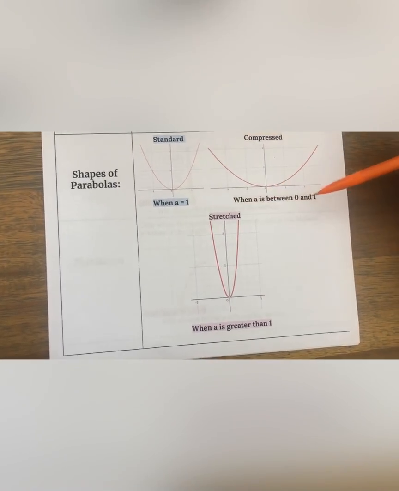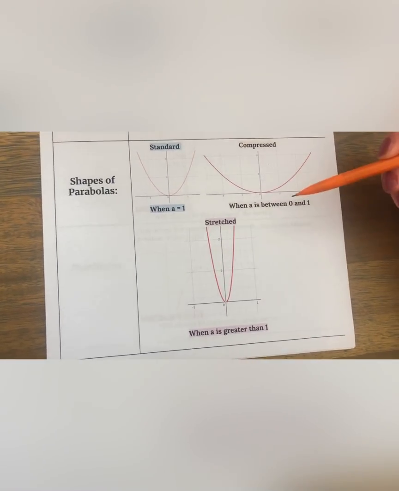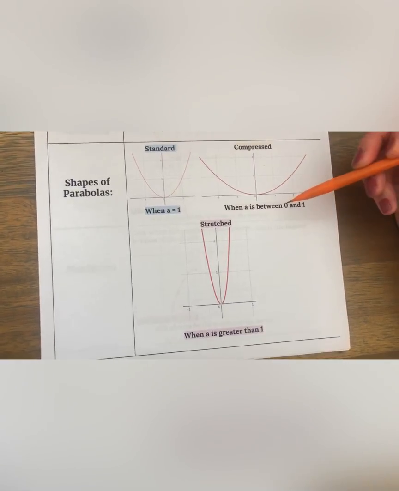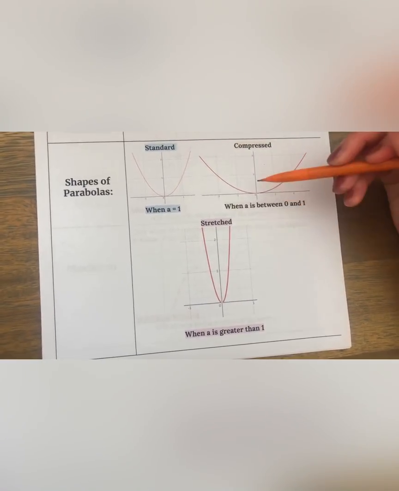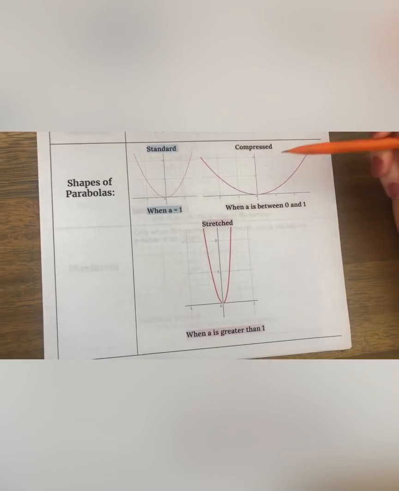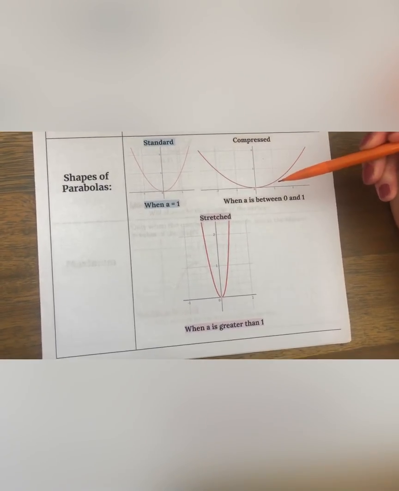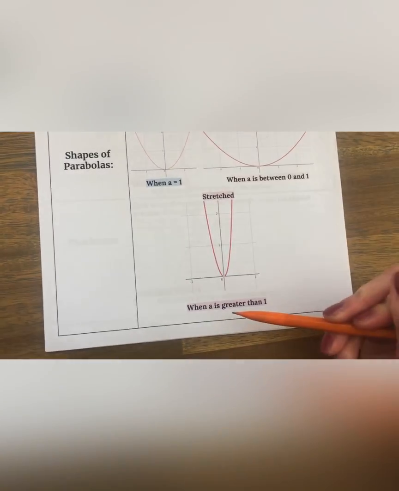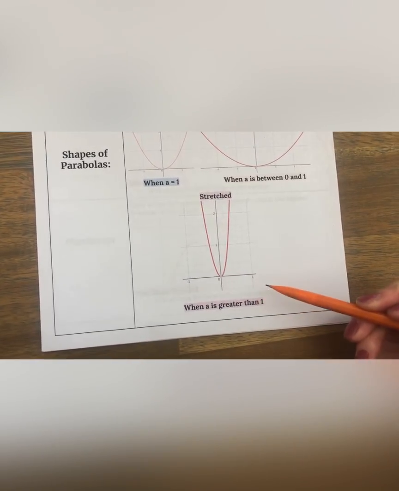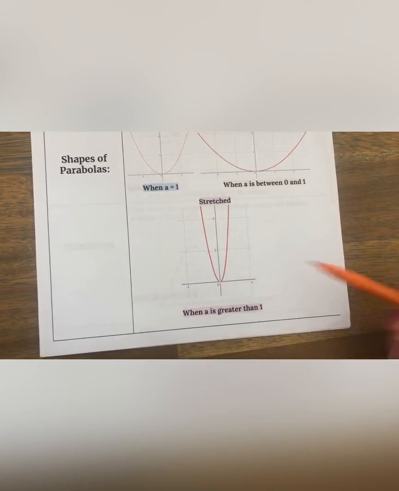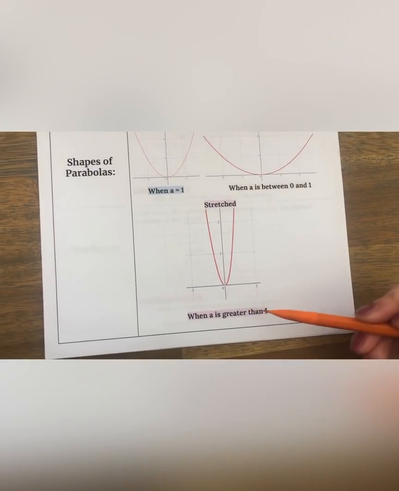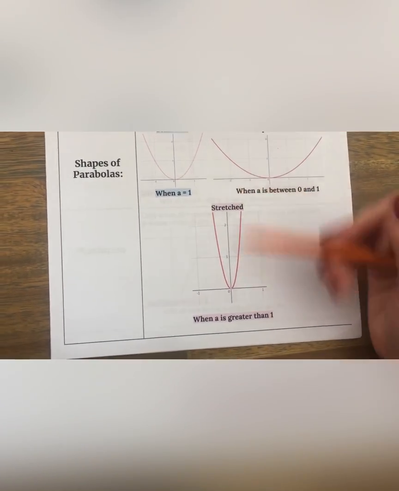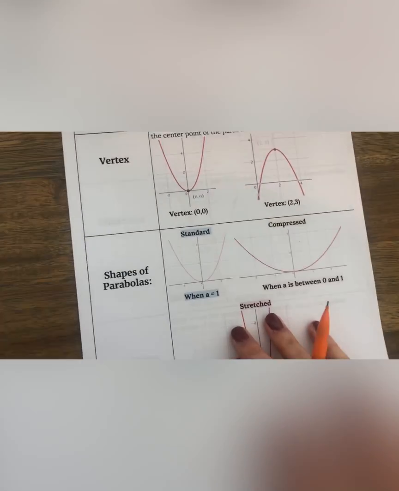When A is between 0 and 1, like I showed you on my computer when it was 0.5x squared, it gets a little flatter. That's called a compressed parabola. And then a stretched parabola is when A is greater than 1. That's when I did like 10x squared and 20x squared. So the bigger that number is, the skinnier or more stretched it's going to get.